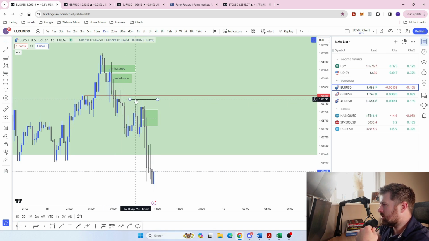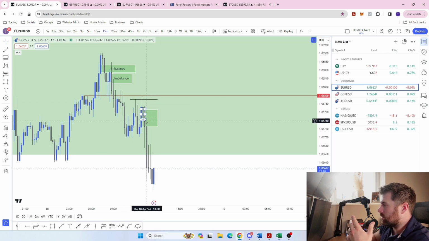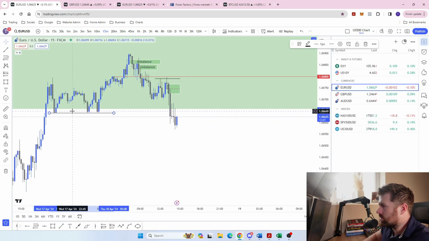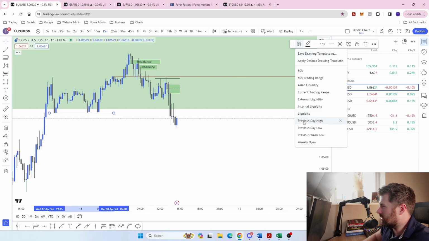In doing so, it swept this high. That's another tick. And then price dumps to the downside, targeting these equal lows right here. You only need to be a player up to these equal lows. That is liquidity in the market.